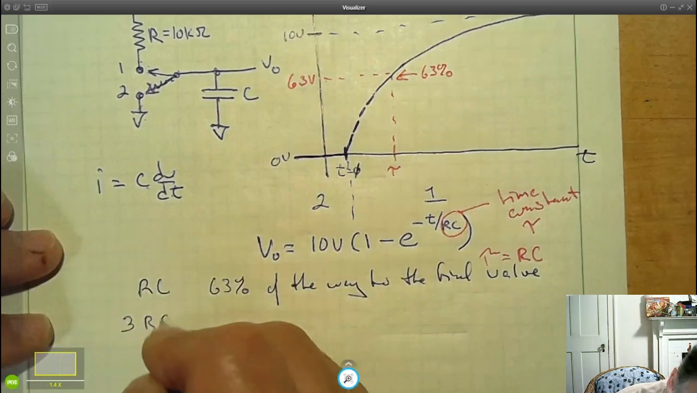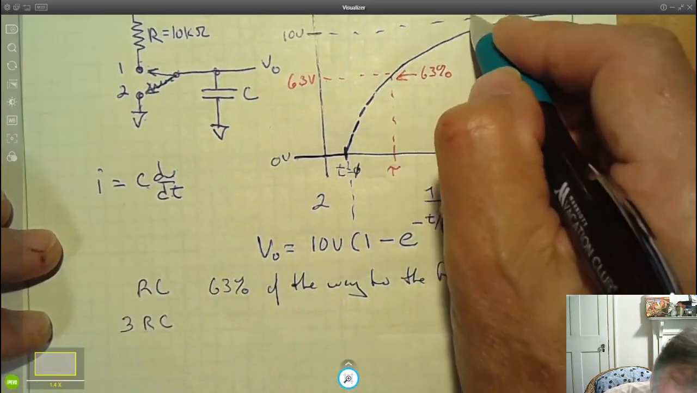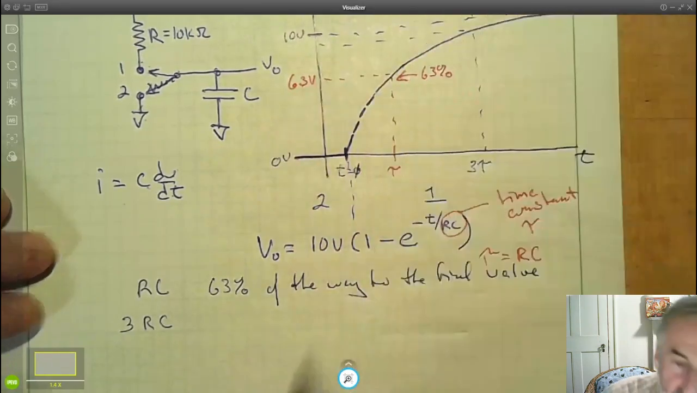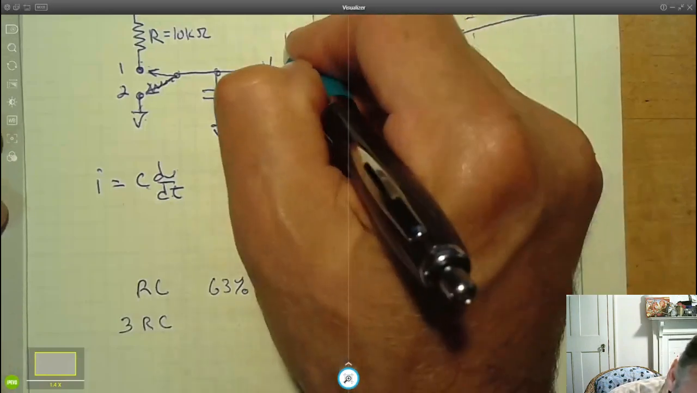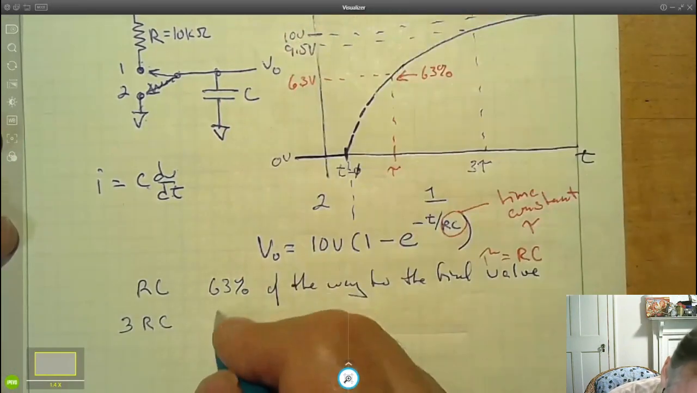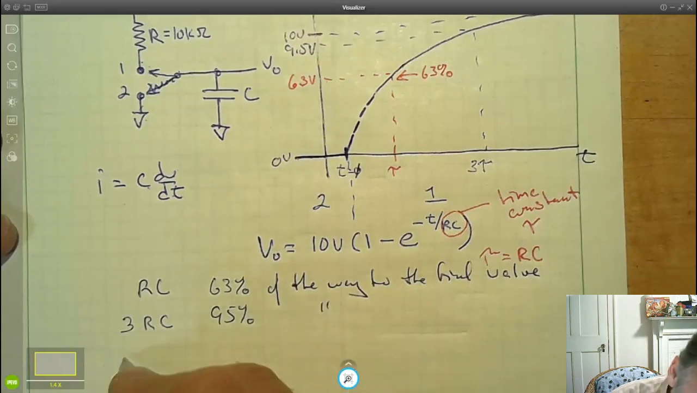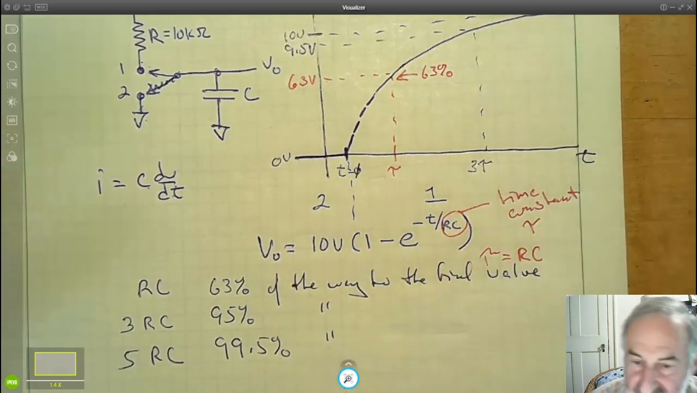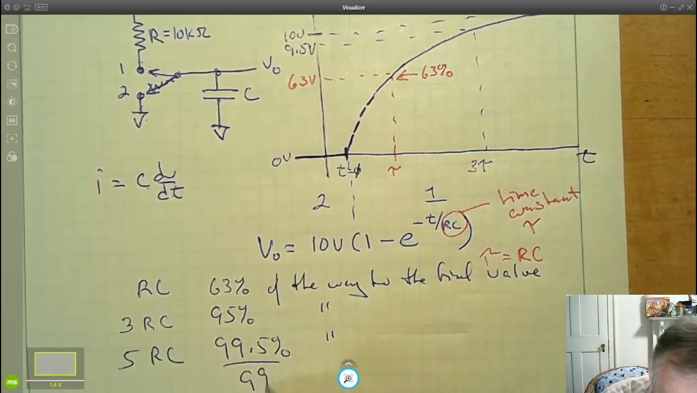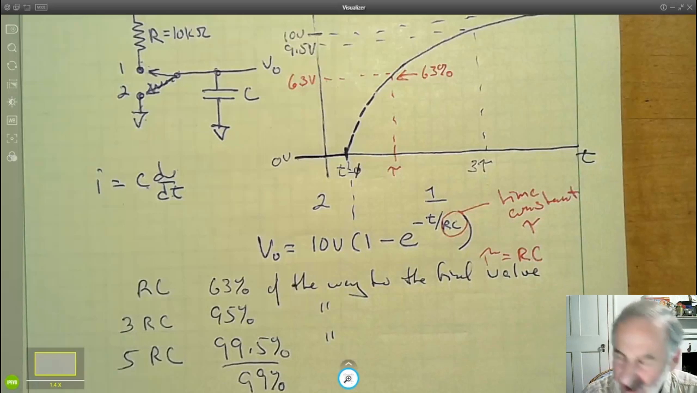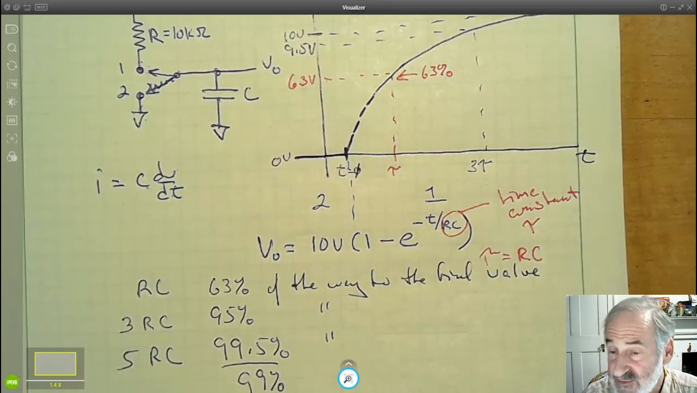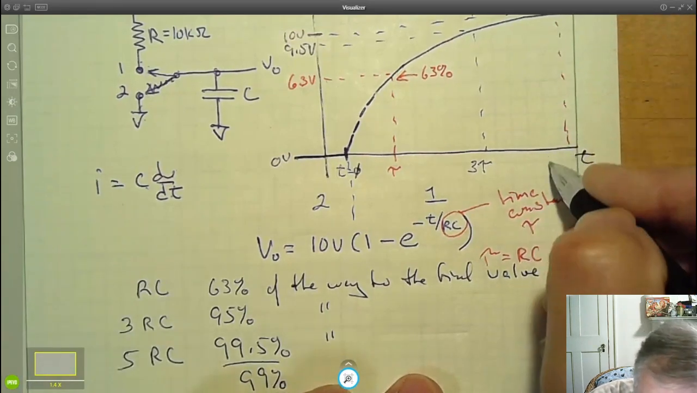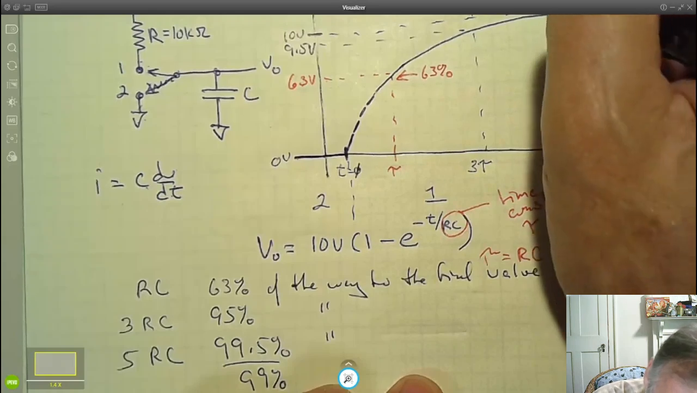At 3RC, we're at 95% of the way. And at 5RC, we're at 99.5% of the way. Now, I will usually just call this 99%. I'm not going to worry about the 0.5%. But when you do problems, you can either use 99%, you can use 99.5%. I'm not too fussy. So, out here, at 5 tau, we're going to be at 9.9 volts.